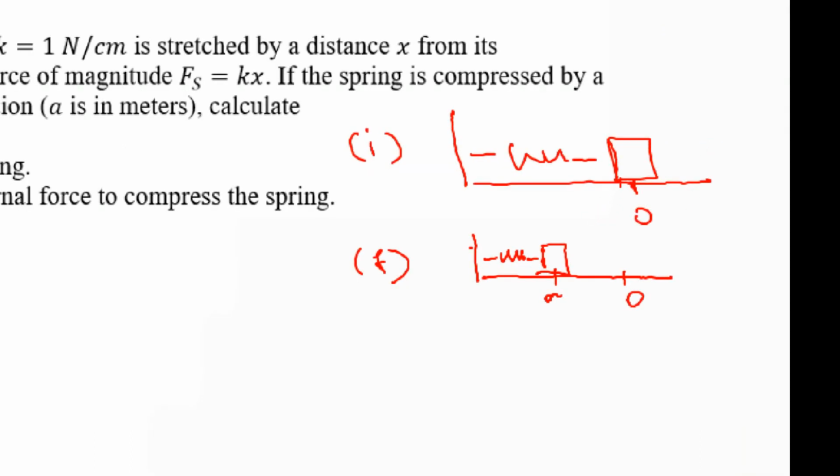Now what we have done here, we have a block initially attached to a spring on a level surface, in the initial position at the equilibrium position. We're gonna compress the spring by distance a. Now here you can ask yourself, the work done by the spring would be positive or negative? It would be negative, because we're going away from the equilibrium position.